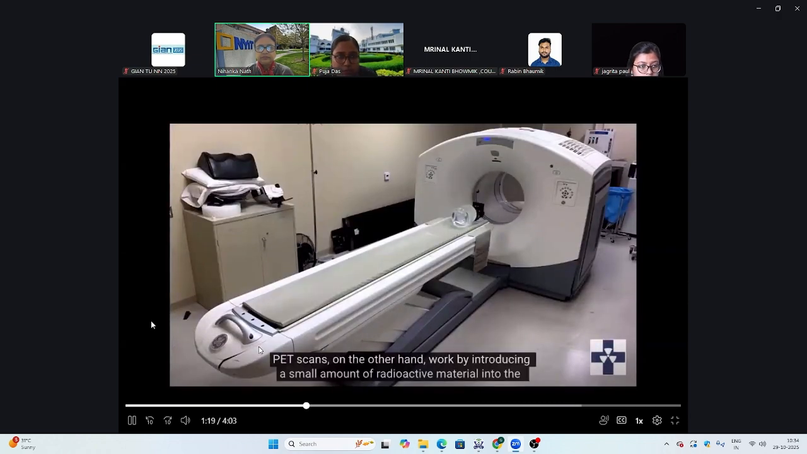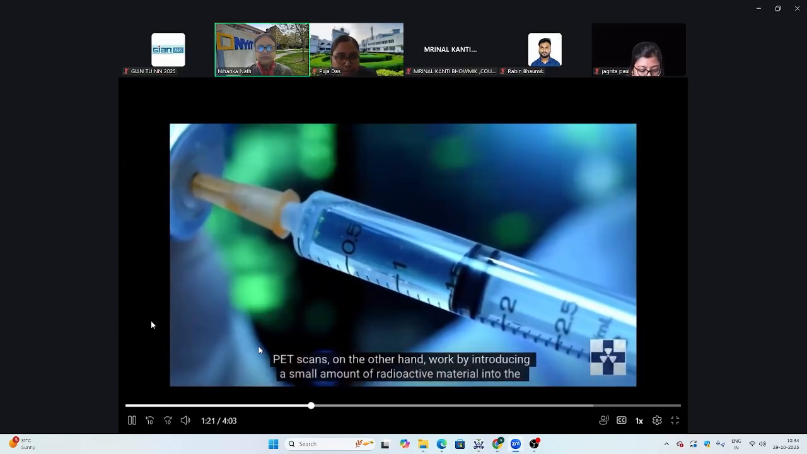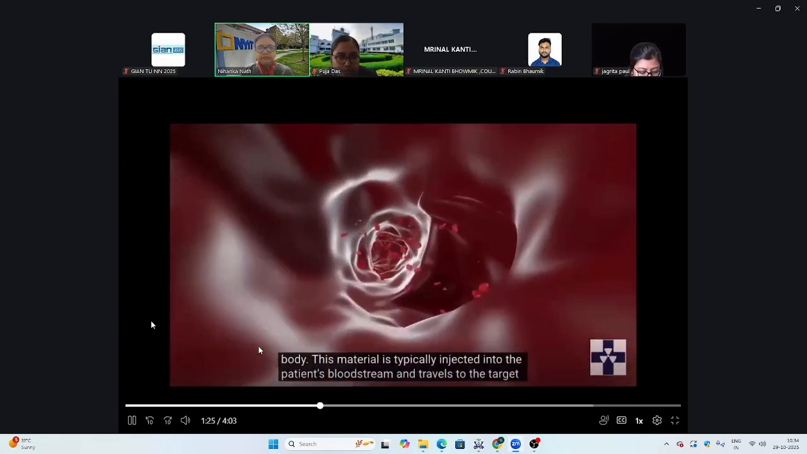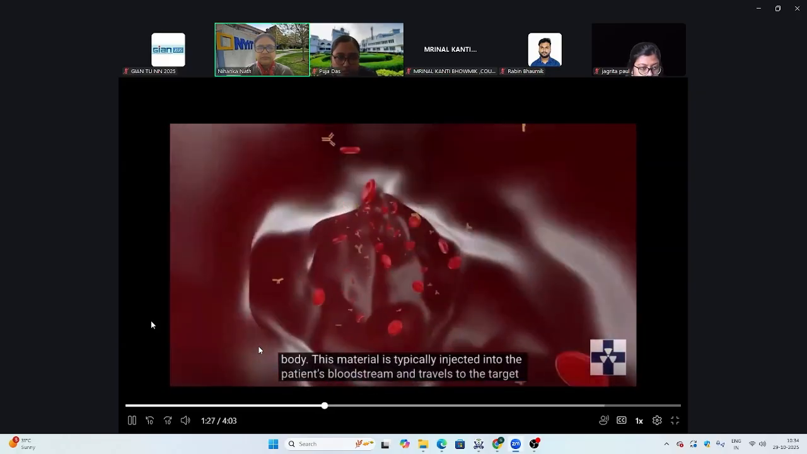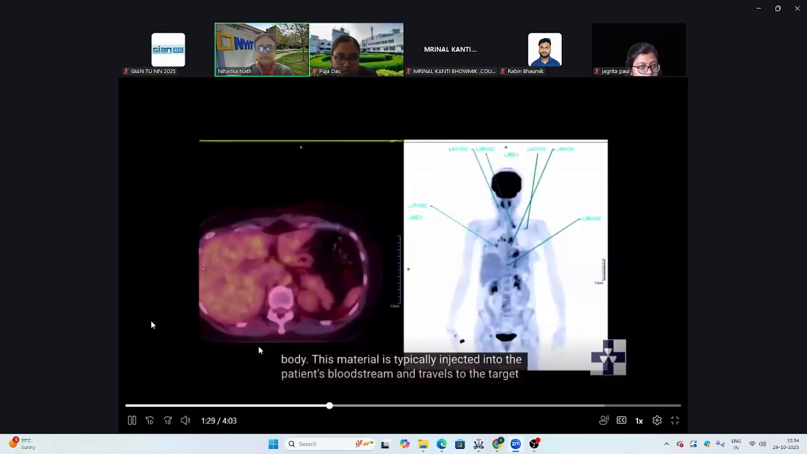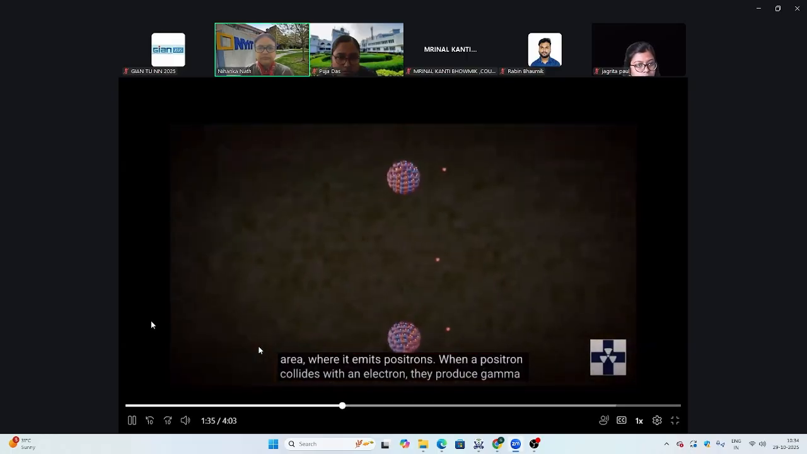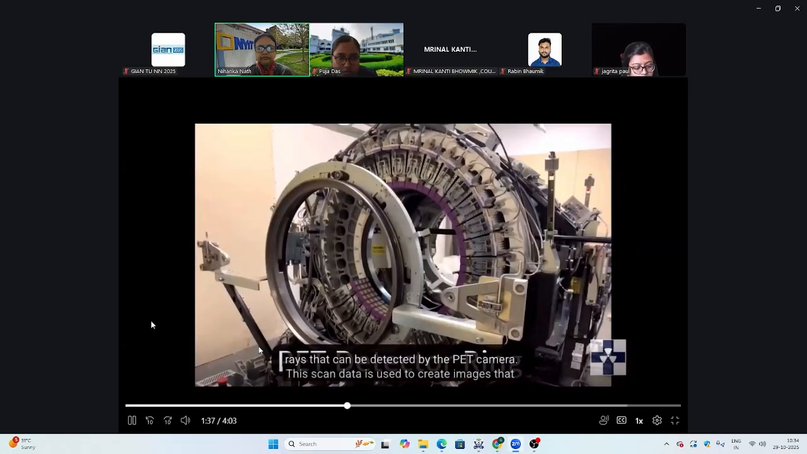PET scans, on the other hand, work by introducing a small amount of radioactive material into the body. This material is typically injected into the patient's bloodstream and travels to the target area where it emits positrons. When positrons collide with an electron, they produce gamma rays that can be detected by the PET camera.